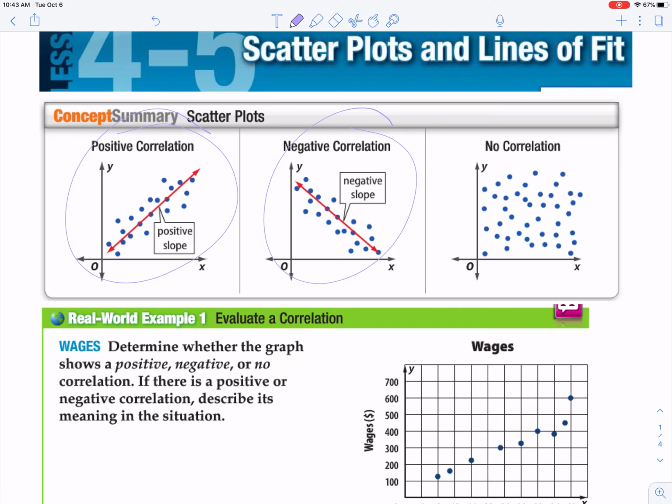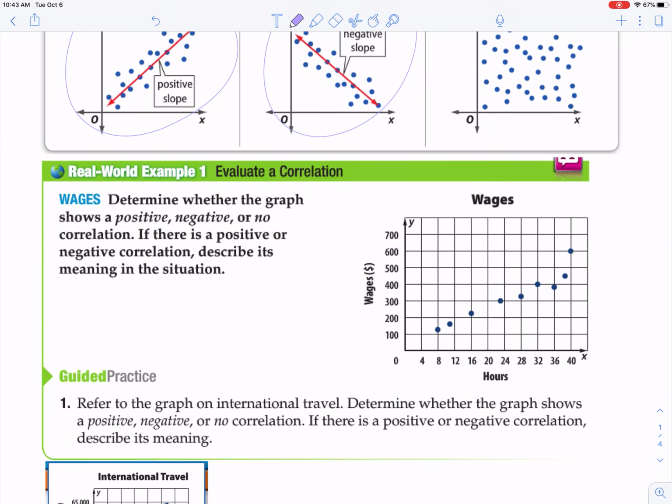And this last one, the data is so scattered, there's no possible way I can draw a line that even kind of looks like what the data is doing. The data just looks like it's all over the place. So this one has no correlation.